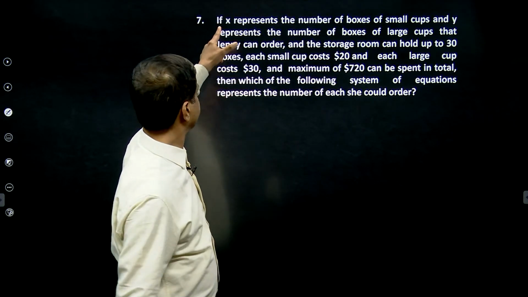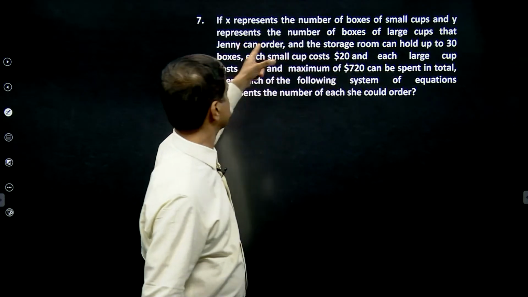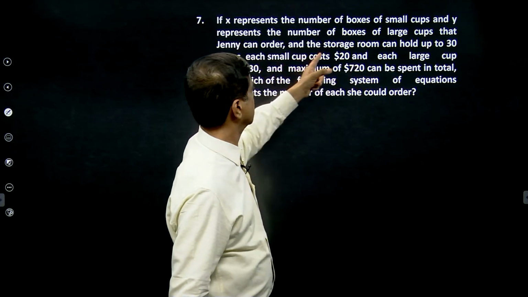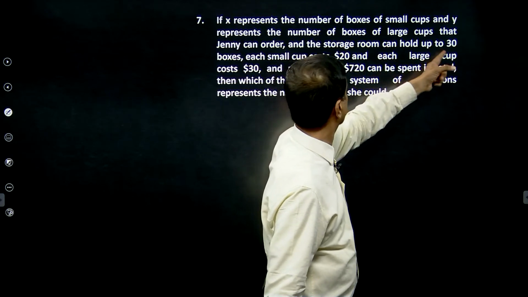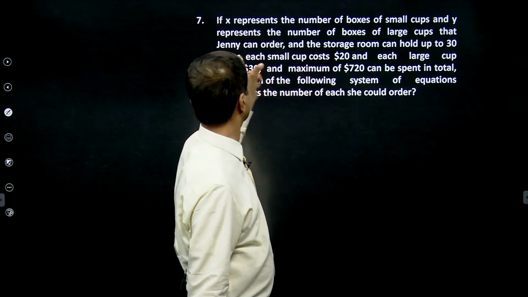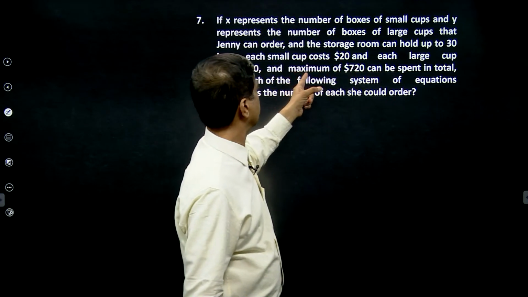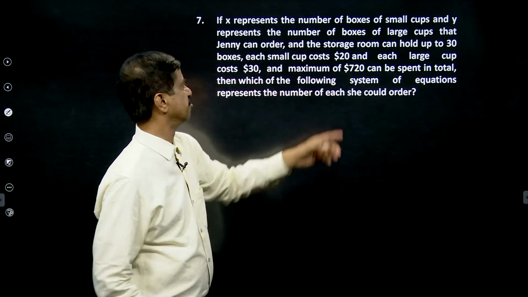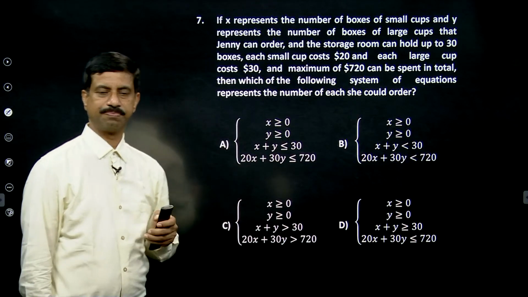Okay. So if x represents the number of boxes of small cups and y represents the number of boxes of large cups that Jenny can order and store, and the storage room can hold up to 30 boxes, each small cup costs $20 and each large cup costs $30, and a maximum of $720 can be spent in total, then which of the following systems of equations represents this?